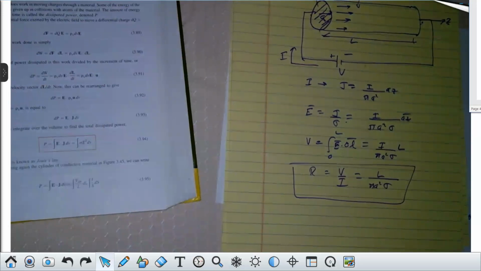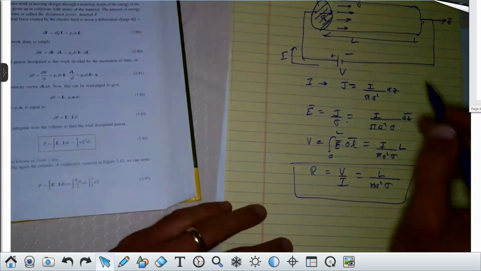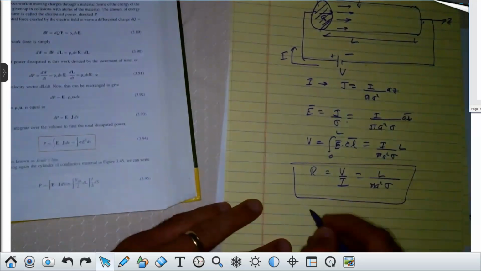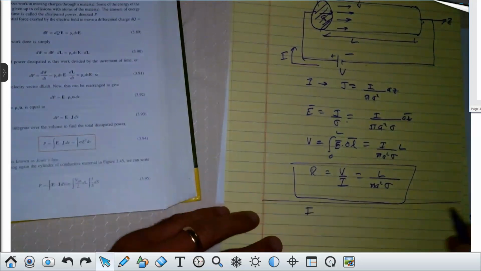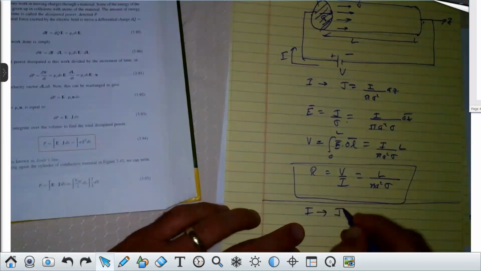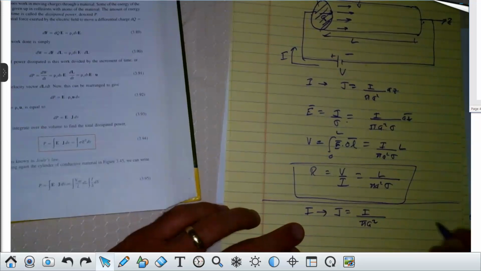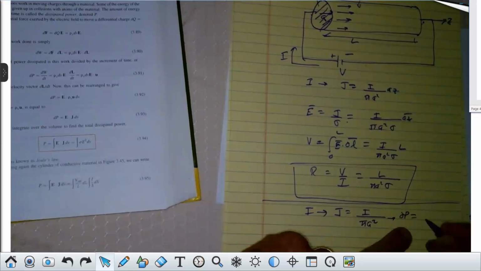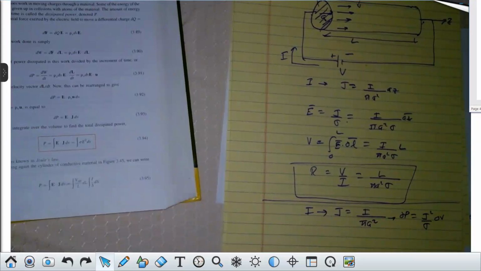Now, the non-classic way is this, if you're ready. This is going to be using energy. I can assume I, and then I get J is equal to I over pi A squared. You got me on this? The next thing I'm going to do is get the differential power. And from there, I know that the differential power is equal to J squared over sigma. Do y'all remember that? I did it above.